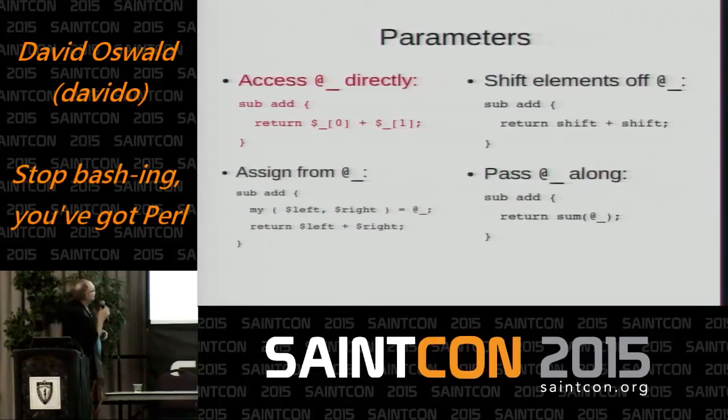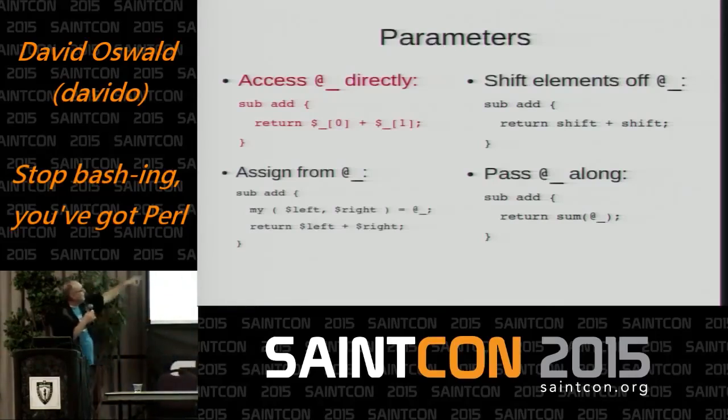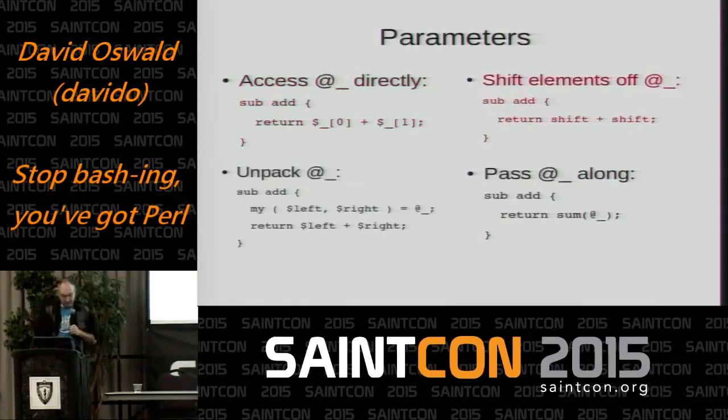Perl's parameter lists end up in @_. You can access the elements of @_ directly. So here we're accessing the first and second element of @_. Those are the parameters. Or you can shift elements off of that array, or you can assign left and right out of that array and then add them together. These all have the same semantic meaning.